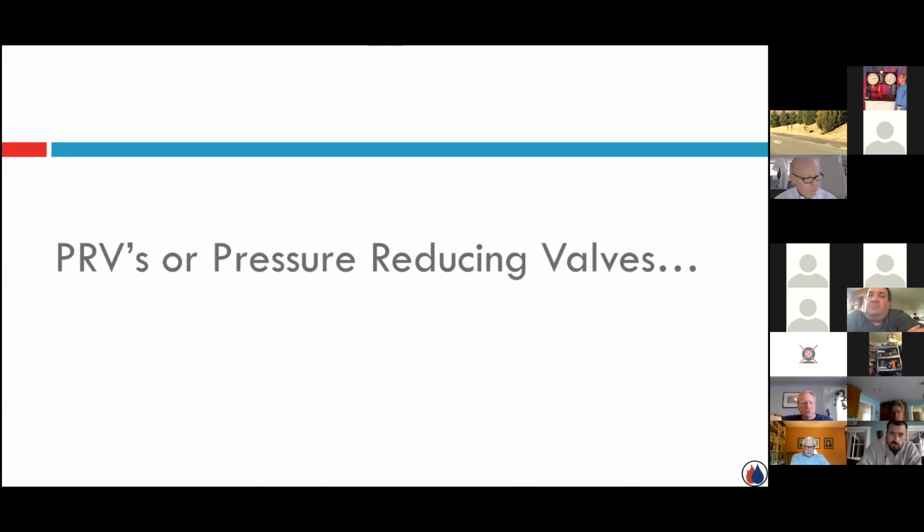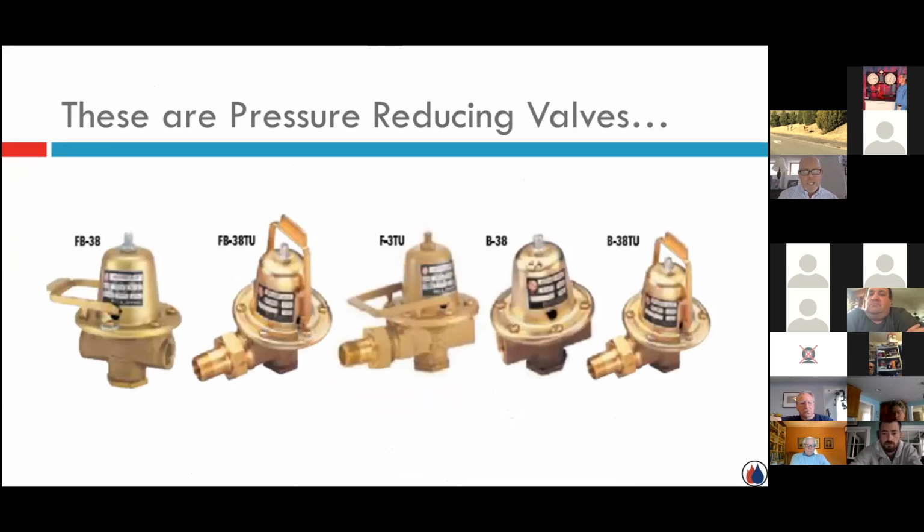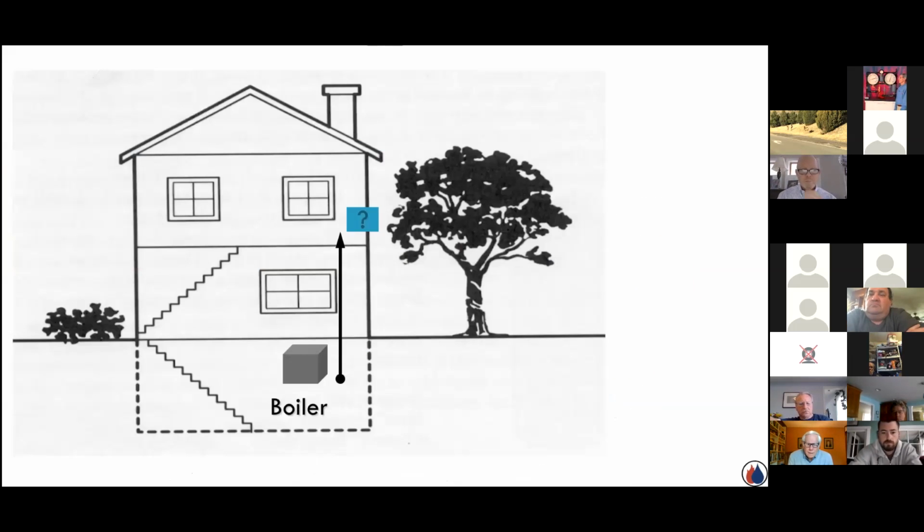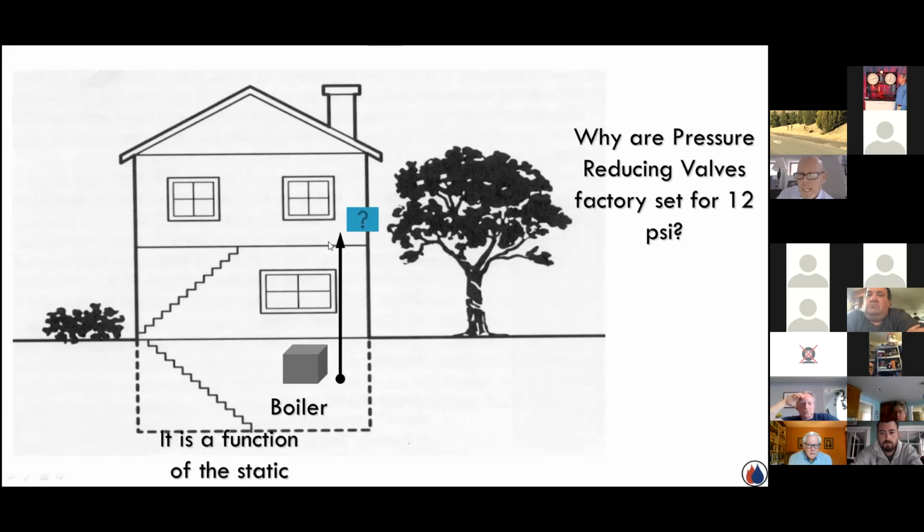So another component I just want to touch on real quick: PRVs, or pressure reducing valves. Their role is to fill the system and make sure it's filled to the proper fill pressure. And how are they set? Most of them come out of the box set for 12 PSI. Why? Because the majority of applications are only installed in a 2-story building. And when you do the math, in feet of height from the boiler to the second floor piece of radiation, it's typically about 8 PSI.